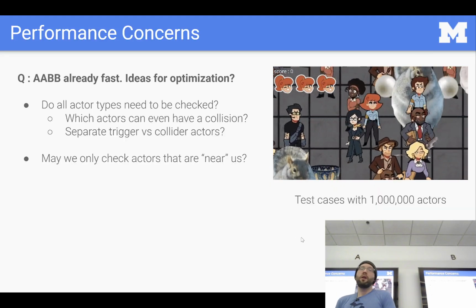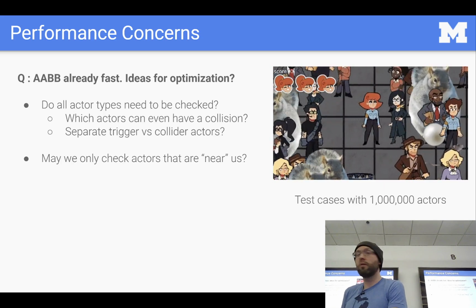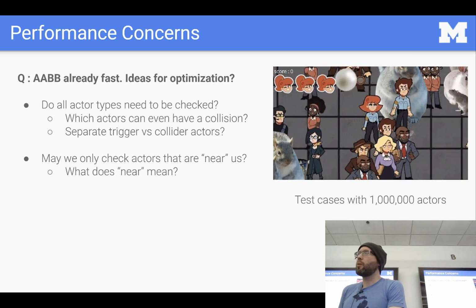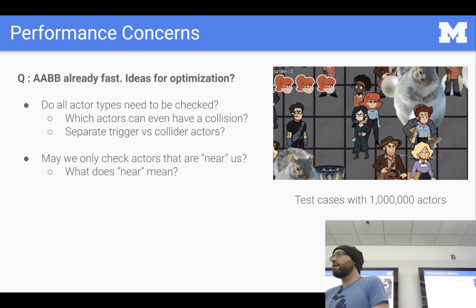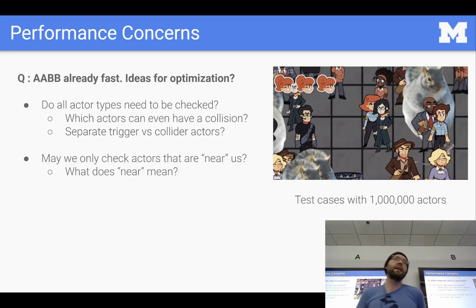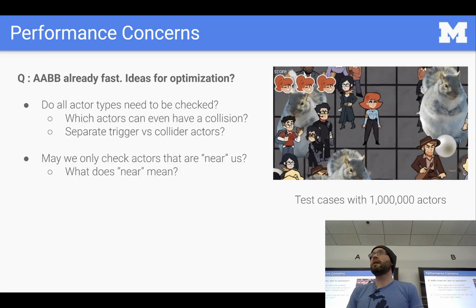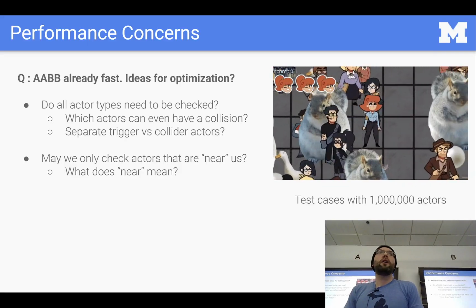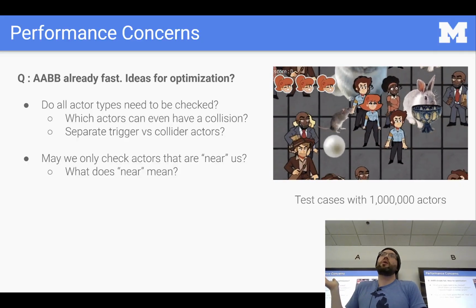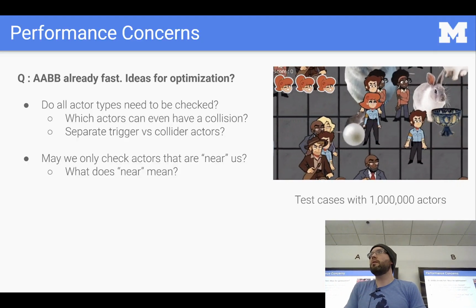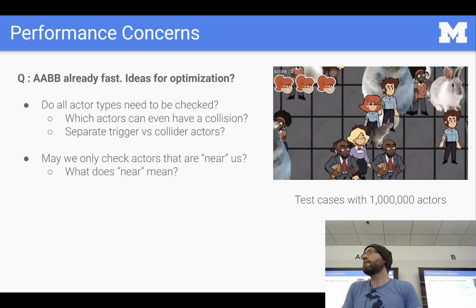All right. Here's a huge one. Can you get away with only checking actors that are near you? And by the way, what does near mean? Think about it this way. If I'm sitting here in the city of Ann Arbor, should I concern myself with accidentally running into and colliding with someone in Chicago? No. If I know they're in Chicago and I'm in the bounds of Ann Arbor, I just don't care about them at all.